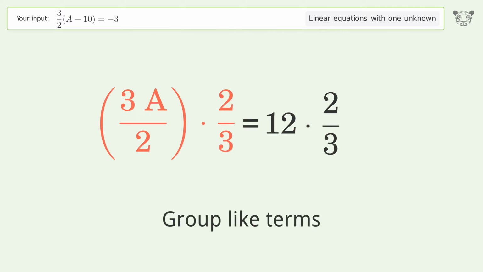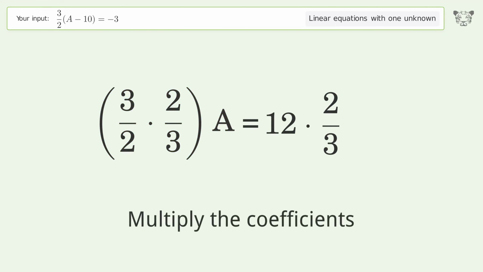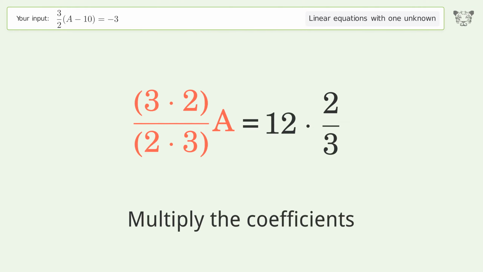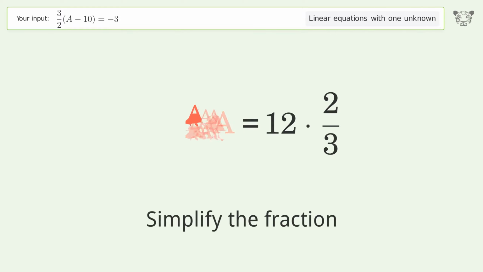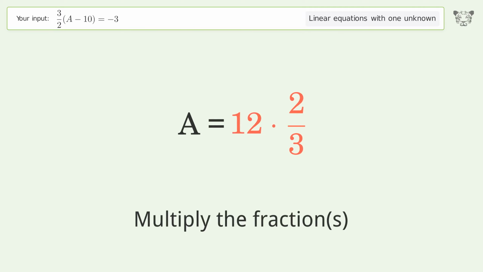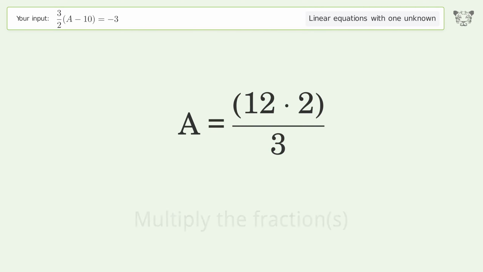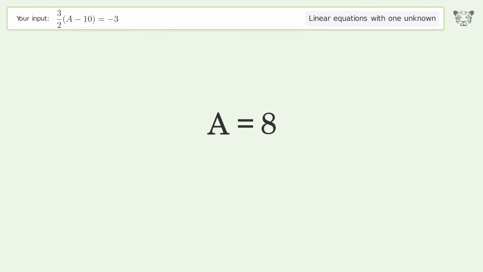Group like terms. Multiply the coefficients. Simplify the fraction. Multiply the fractions. Simplify the arithmetic. And so the final result is A equals 8.